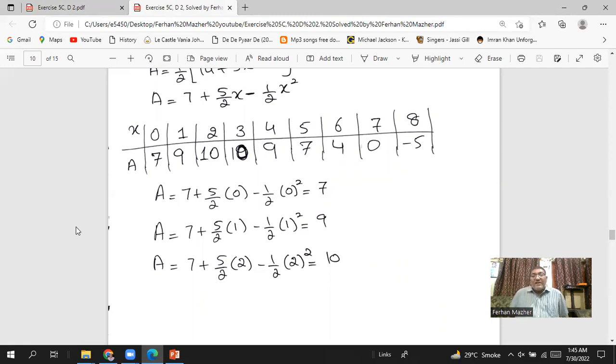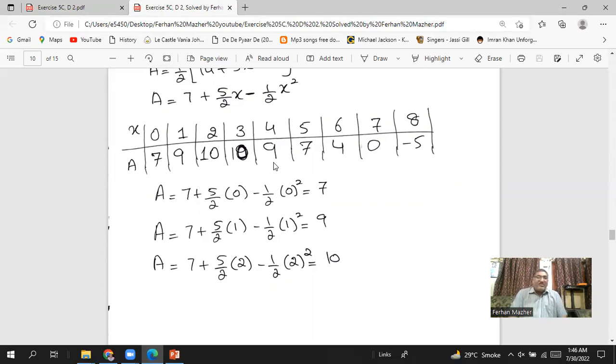In the same way, I will use the x value 2 in that formula. I will write in the calculator 7 plus 5 divided by 2 multiply 2 minus 1 by 2 multiply 2 square equals, and that will be 10. In the same way, I will enter all these numbers. At 2 you have 10, at 3 you have 10, at 4 you get 9, at 5 you get 7, at 6 you get 4, at 7 you get 0, and at 8 you get minus 5. So this is how you will do this table, and then we will plot this graph.